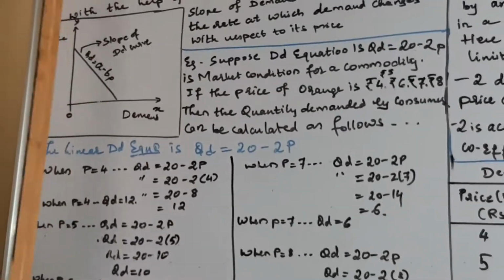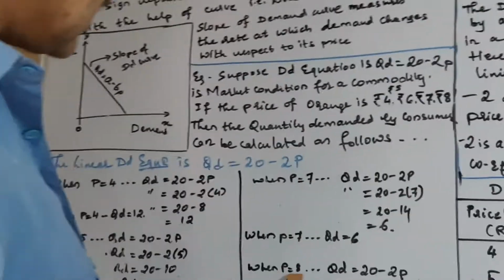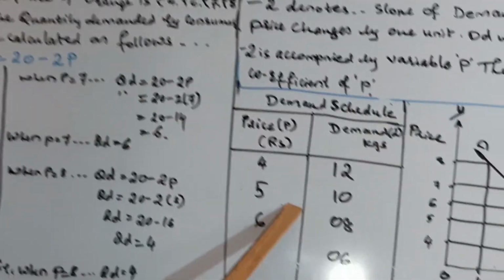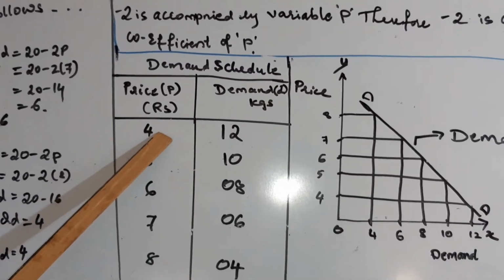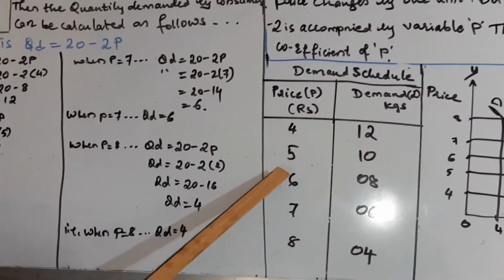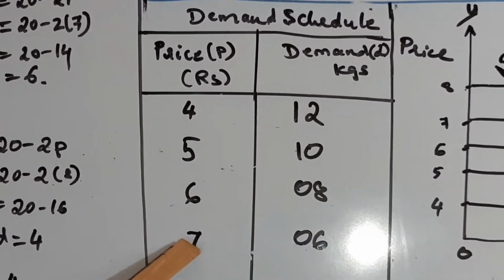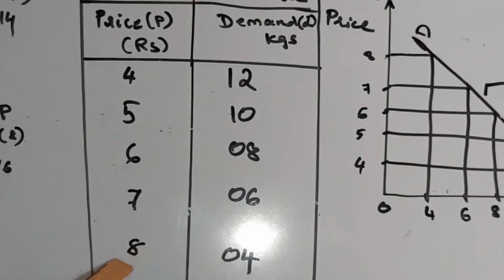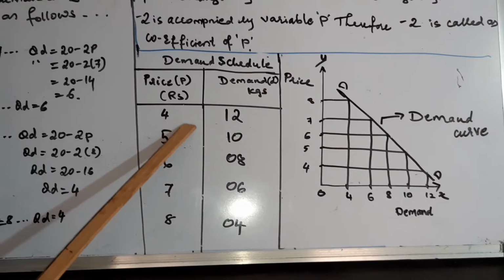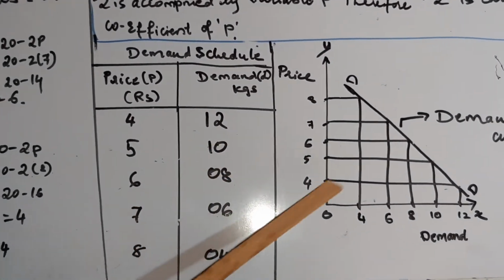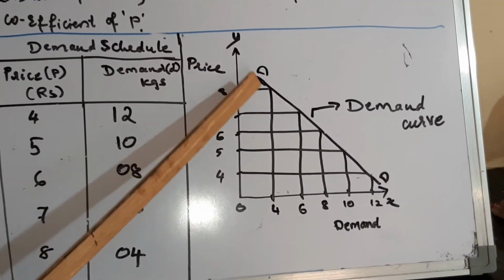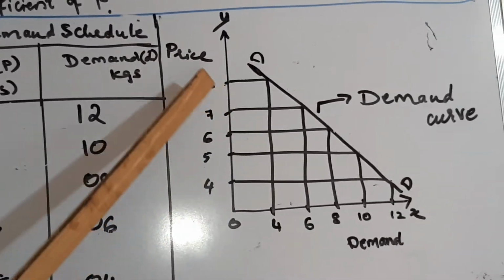So here the same equation can be taken in the form of a demand schedule, where you have two columns, price and demand. When the price is 4, demand is 12. When the price is 5, demand is 10. When the price is 6, demand is 8. When the price is 7, demand is 6. When the price is 8, demand is 4. It means as the price has gone on increasing, the demand has gone on decreasing. So here the same can be shown with the help of a diagram.